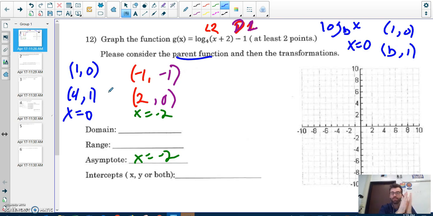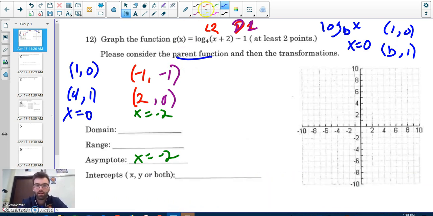If I shifted it to the right 2, this would have been x equals positive 2. So if I think about my function here, first I'm going to plot that point, negative 1, and then 2, 0, and plot my vertical asymptote at x equals negative 2. It's hard to write on this, so you're just going to have to give me a break here. Again, these are rough sketches. And it goes off.